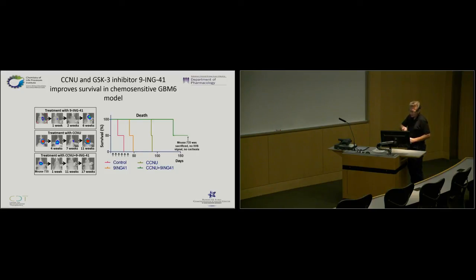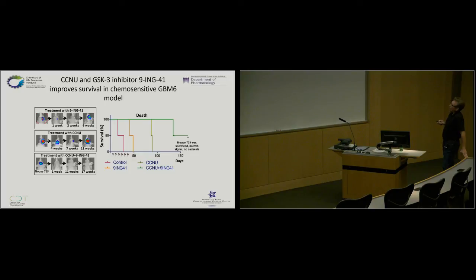So very quickly over the next 2 slides, we've done 2 studies. One in what is still a very sensitive model, at least with this drug. So this is a drug that's used for recurrent glioma, CCNU, which is also known as lomustine, and we've combined it with an inhibitor that we've developed in our lab, a GSK3 inhibitor called 9-9-41. So this is a glycogen synthase kinase 3 inhibitor, an enzyme that we think is involved in regulating chemoresistance. And if we inhibit it, we think we can actually sensitize tumors to chemotherapy.